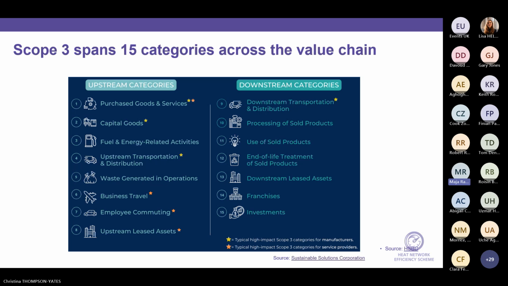As you can see here, Scope 3 spans across 15 different categories. We can separate them into upstream categories.